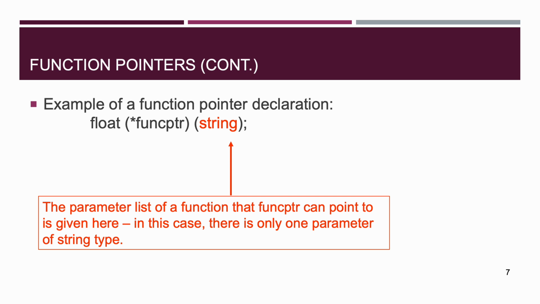Now here the string part defines the parameter list for the function that function pointer can point to. In this example, we specify that the function pointed to by function pointer must accept a single parameter of type string.